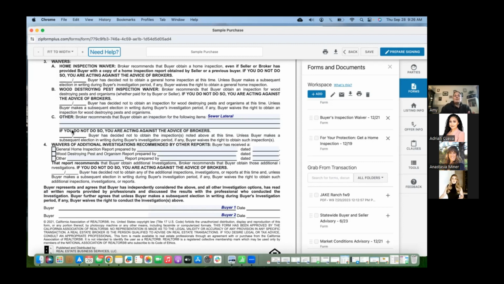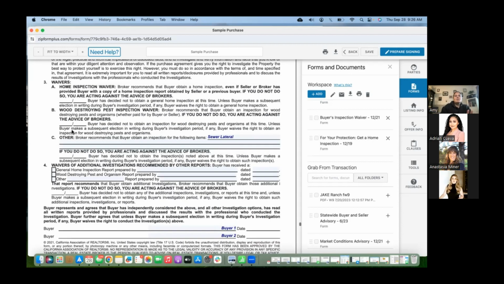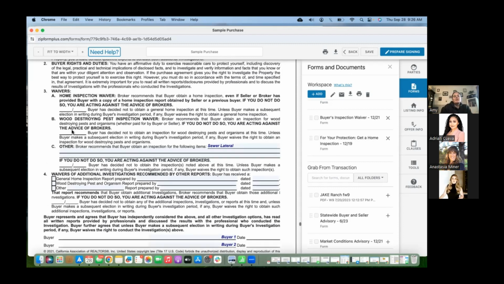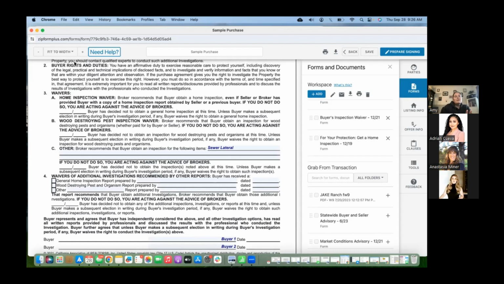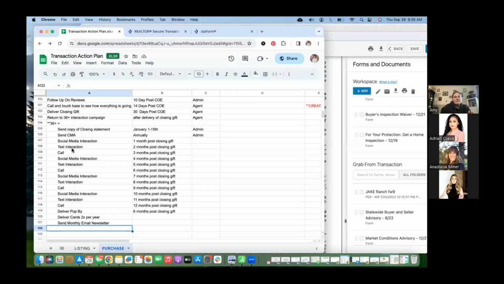Any questions so far on 1 through 3C? So would you send this out with your, when would you send this form out? So this form on our transaction checklist is structured to go out.